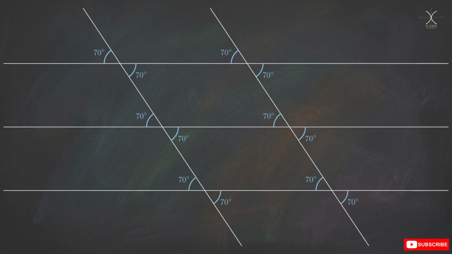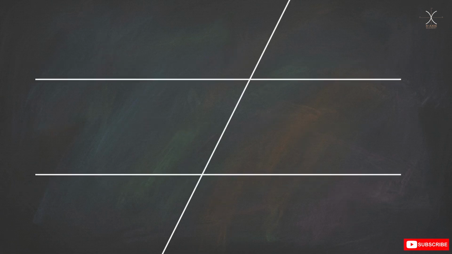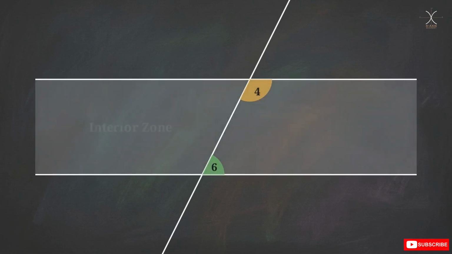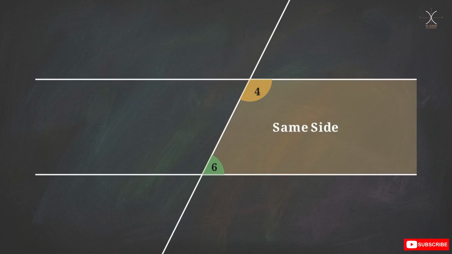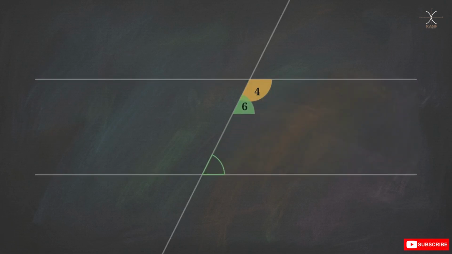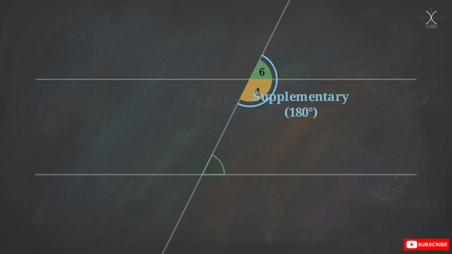Watch for a different relationship with angles 4 and 6. These co-interior angles share the interior zone and sit on the same side of the transversal. The co-interior axiom states these angles are supplementary. They must add up to 180 degrees.